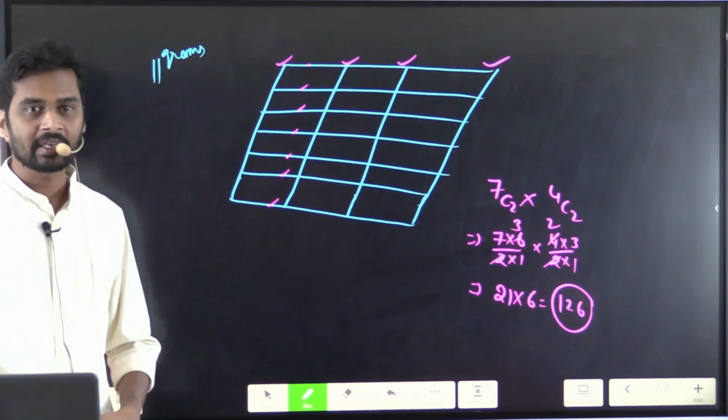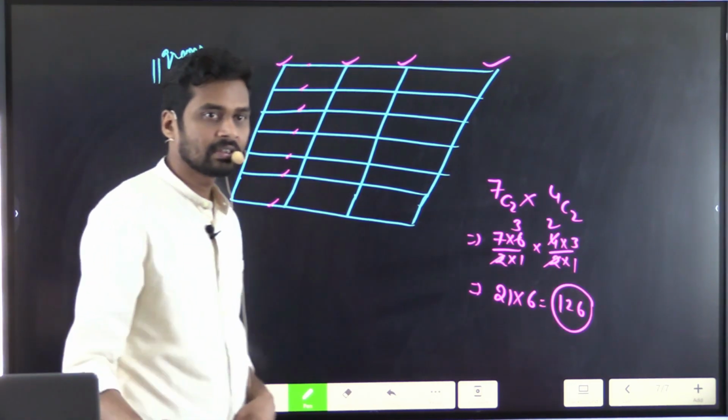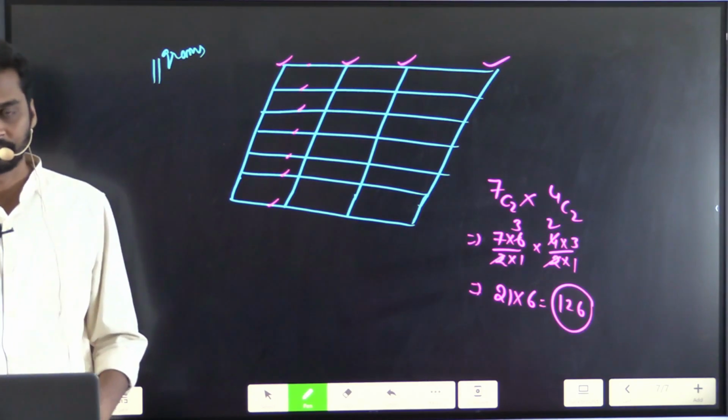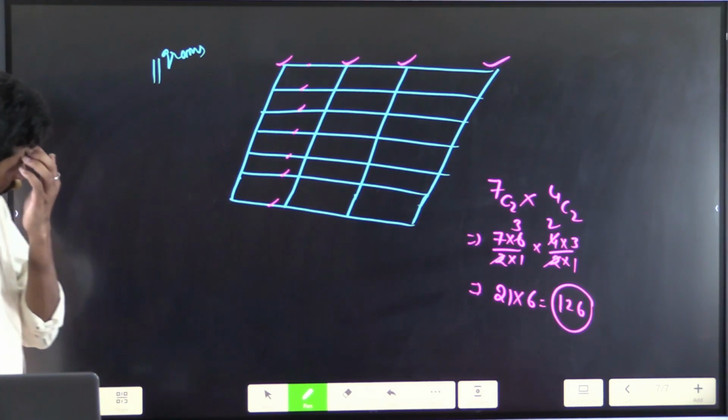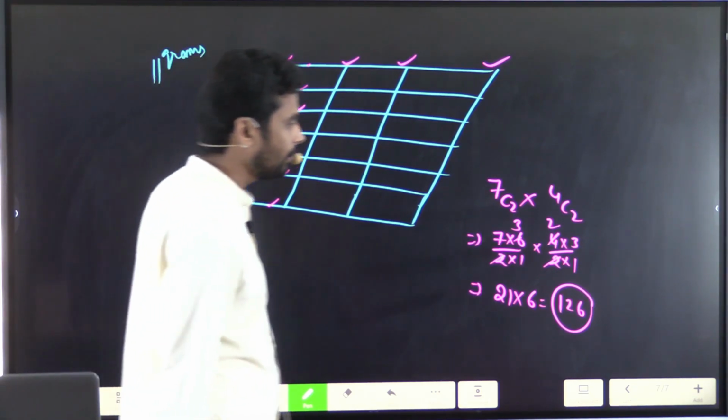So to find out the number of rectangles or parallelograms, it is the number of horizontal lines C2 into the number of vertical lines C2. Now we'll do another previous year question.